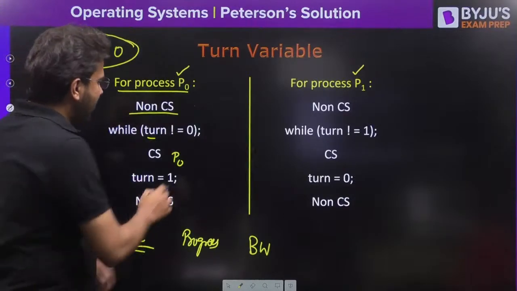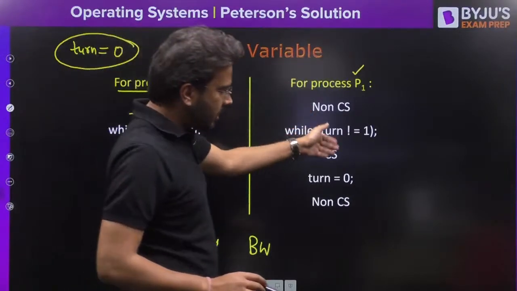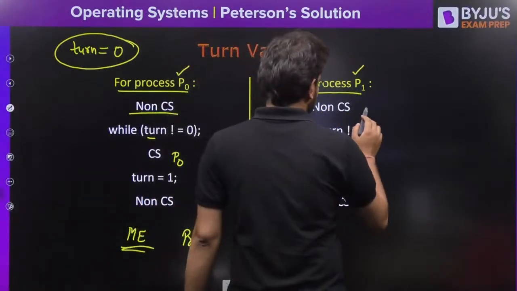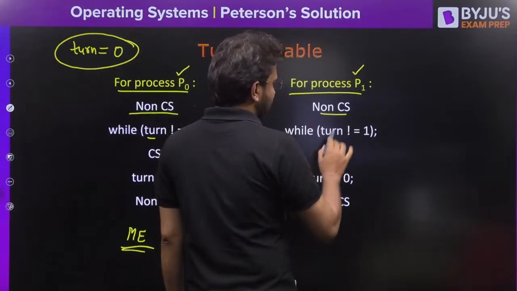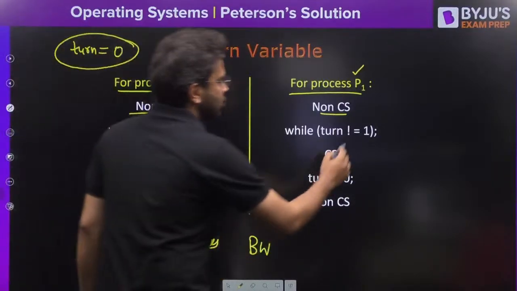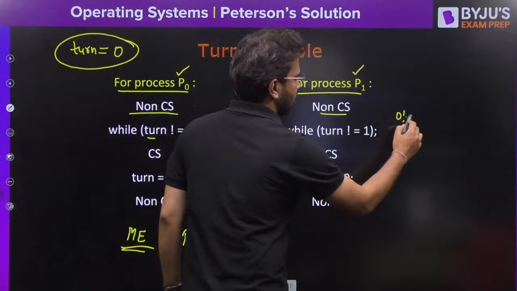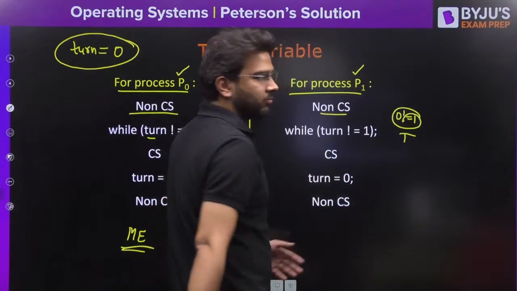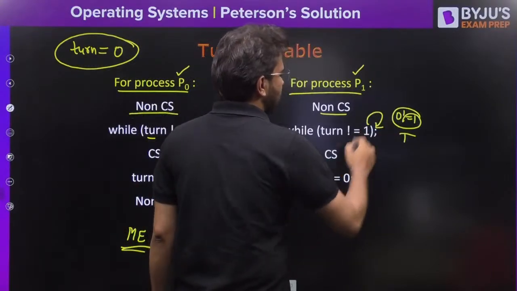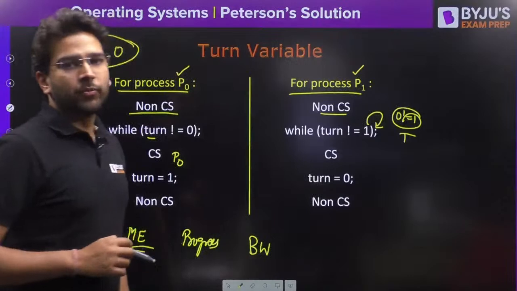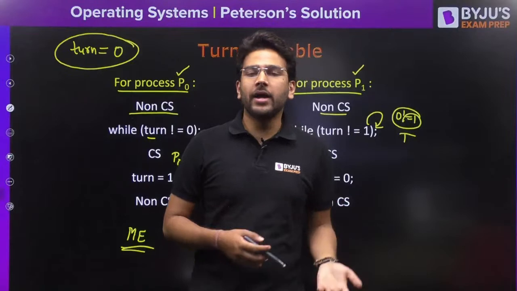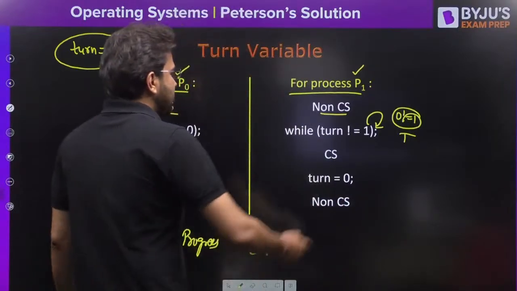Now, at the same time, we have to check whether process P1 is able to access the critical section or not. P1 has the non-CS part, that is fine. Now, while turn is not equal to 1: the initial value of turn is 0, and 0 is not equal to 1, so this is true. That means process P1 is going to do busy waiting here, and that means it is going to waste CPU cycles, which will impact the overall performance of the system. So, busy waiting is done.